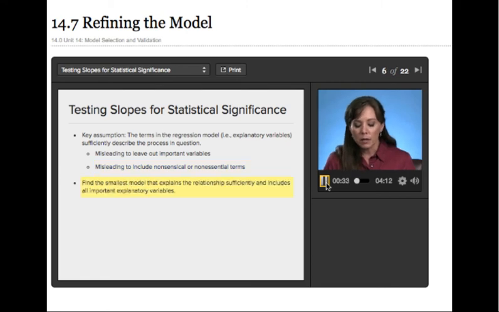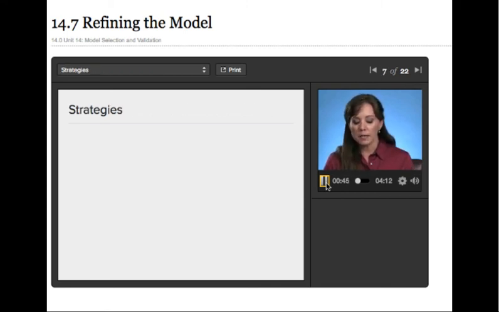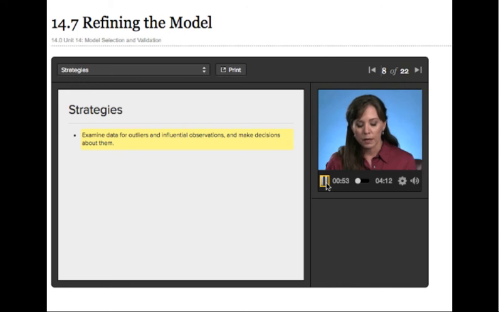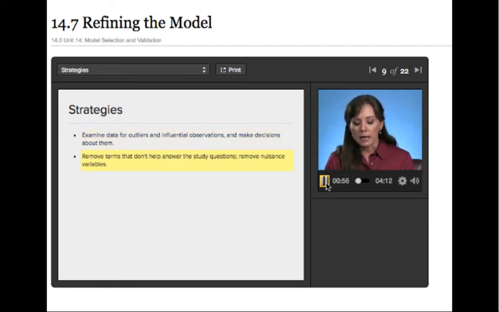We need to find the smallest model that explains the relationship sufficiently and includes all the explanatory variables that we think are important for the model. So what tools do we have? Well, we can examine data for outliers and influential observations and make decisions about those particular observations if we find any that are influential. We should remove terms that don't help answer the study question and get rid of variables that we don't think are important for the model.